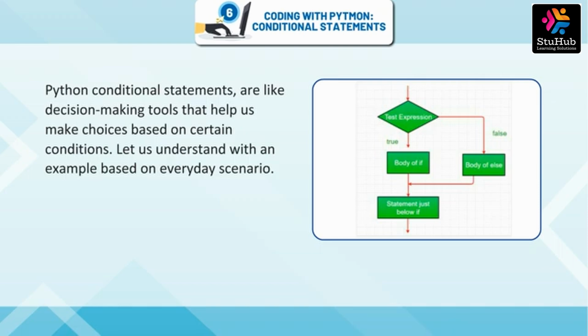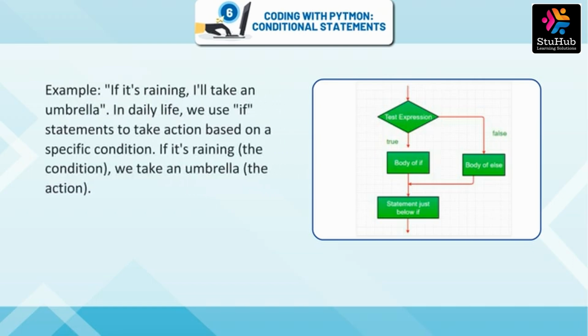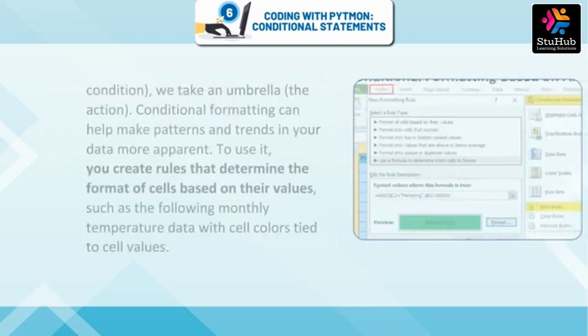Let us understand with an example based on an everyday scenario. Example: If it's raining, I'll take an umbrella. In daily life, we use if statements to take action based on a specific condition. If it's raining, the condition, we take an umbrella, the action.